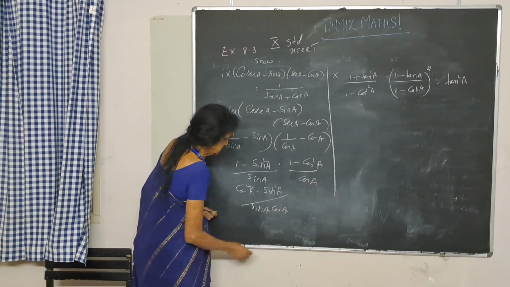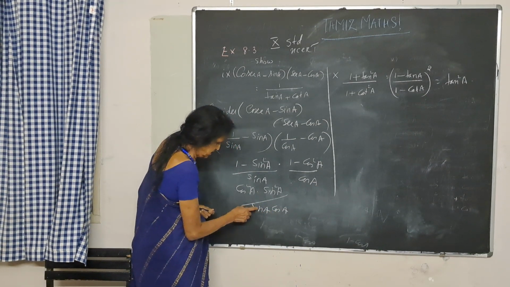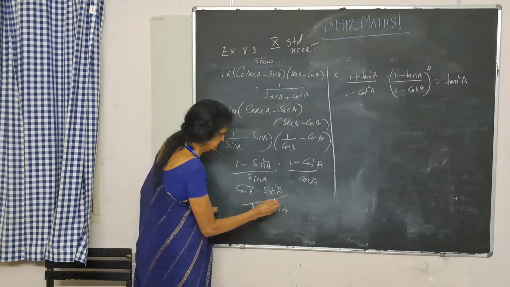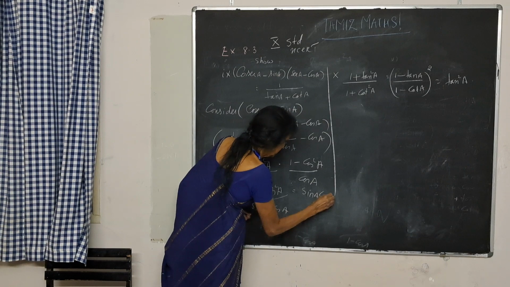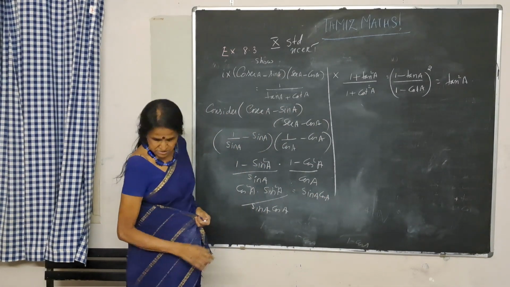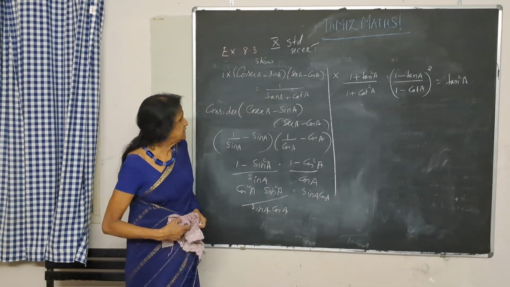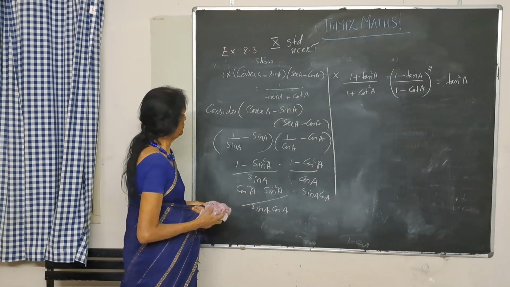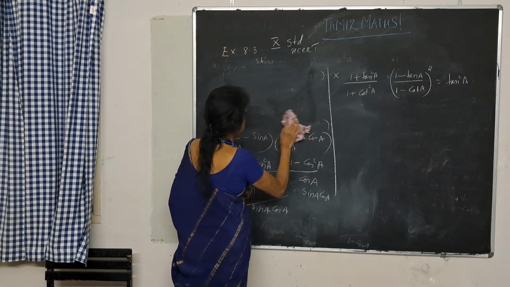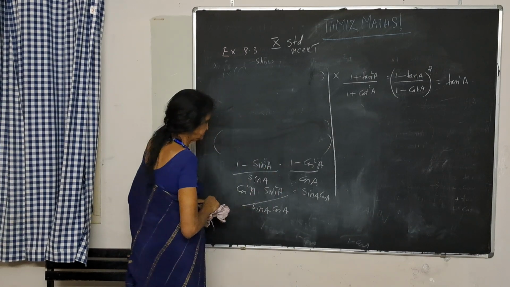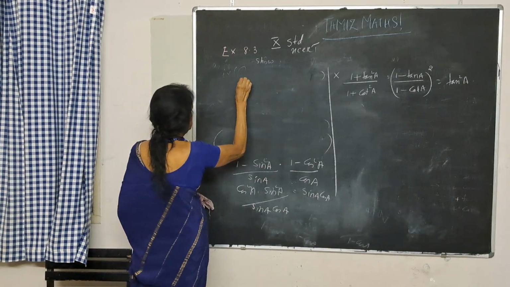Fine. So, one sin A will get cancelled, one cos A will get cancelled. It is sin A cos A. Now, we have to show this is 1 by tan A plus cot A. How are we going to show that? Okay. Now look here. Sin A cos A we have.